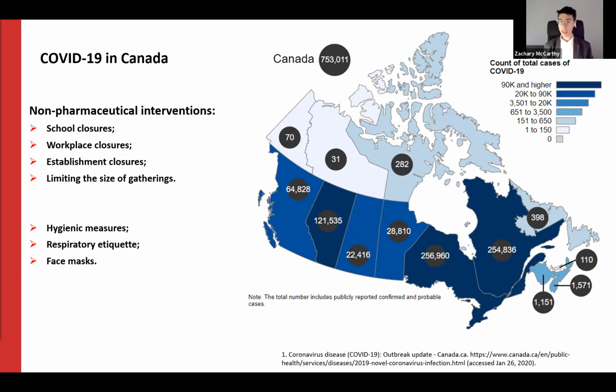Just to begin, on the right here, I'm displaying the confirmed and probable cases in Canada according to province. In response to the pandemic, different interventions have been implemented to either mitigate or suppress transmission, and the goal is to limit the burden of disease. These measures take the form of community-based measures like closures and limiting the size of gatherings. And these are also in the form of personal or individual measures, so more hygienic measures, respiratory etiquette, face masks, etc.